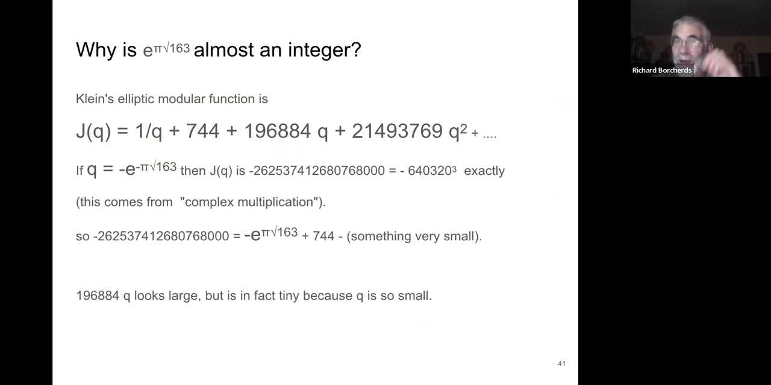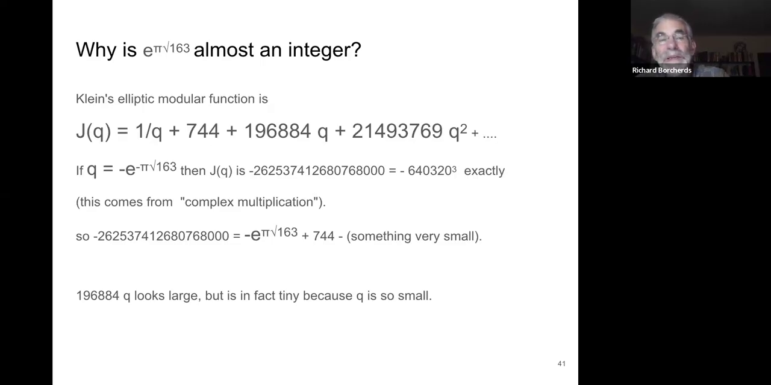Now we can explain why e to the pi root 163 is almost an integer. It turns out that if q is e to the minus pi root 163, then this number 1 over q is very close to e to the pi times root 163. On the other hand, for this number q, Klein's modular function j of q happens to be an integer for rather subtle reasons coming from complex multiplication. The integer is actually this number, minus 26253741268076800.